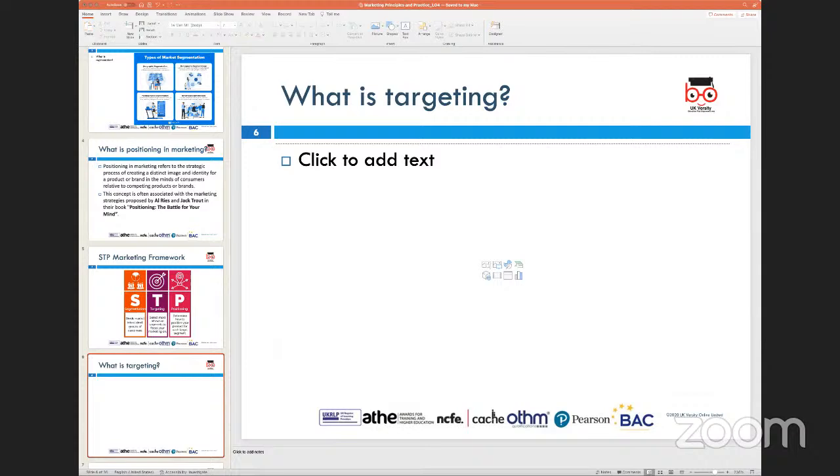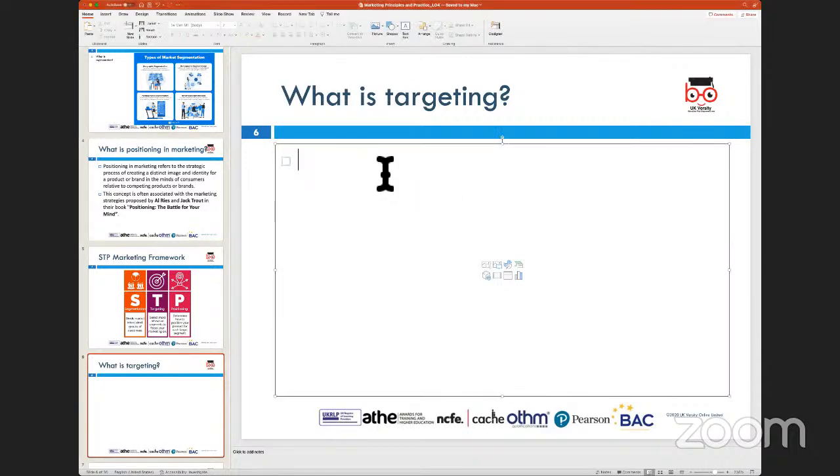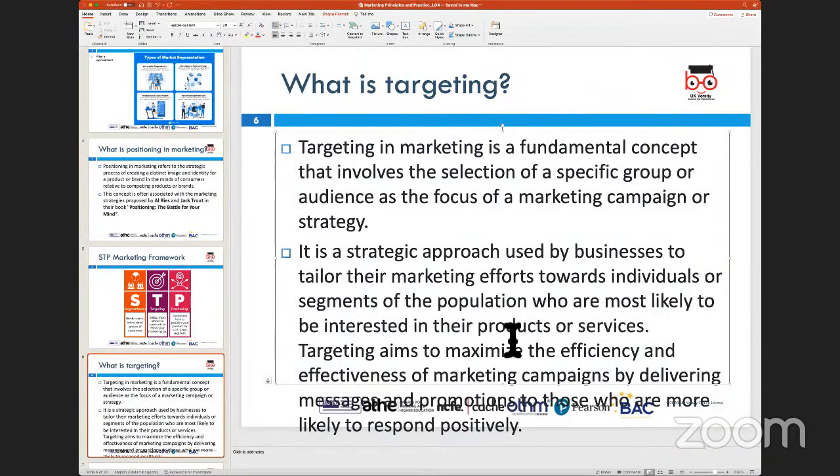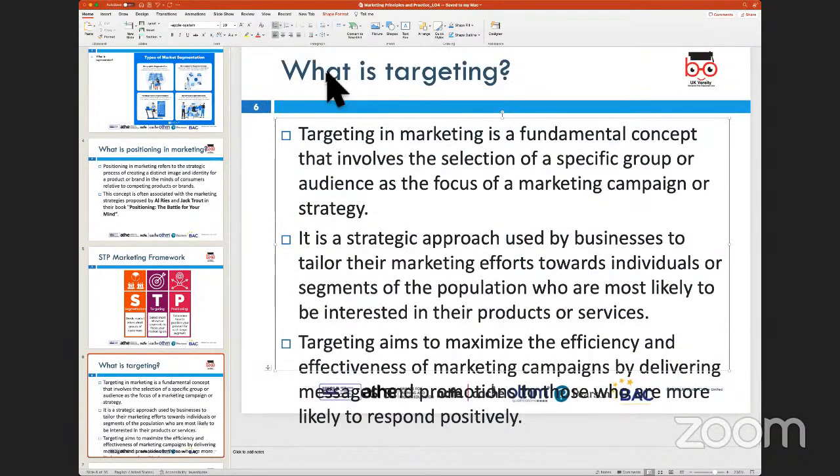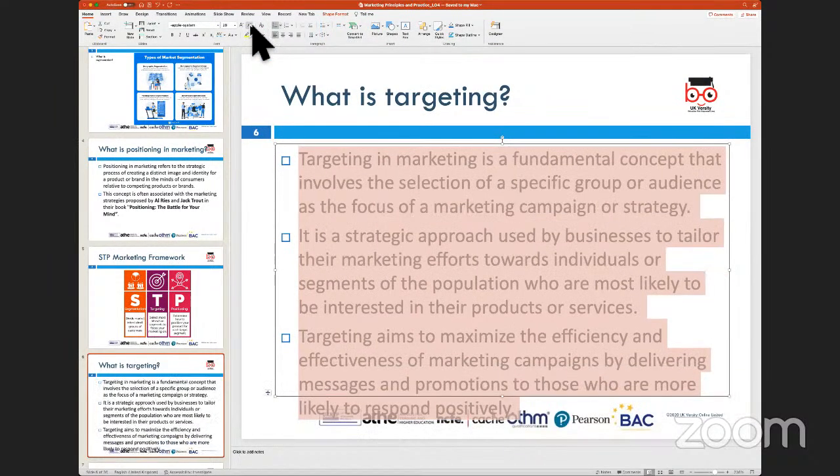successful because they have done thorough research and study into what their consumers want, what their preferences are, and why they are interested in their products or services. So targeting aims to maximize efficiency and effectiveness of any marketing campaign by delivering messages and promotions to those who are most likely to respond positively. So this particular bit in terms of targeting is the most important aspect when we are looking at designing, I would say, marketing or creating marketing campaigns. So this is something that we need to keep in mind.